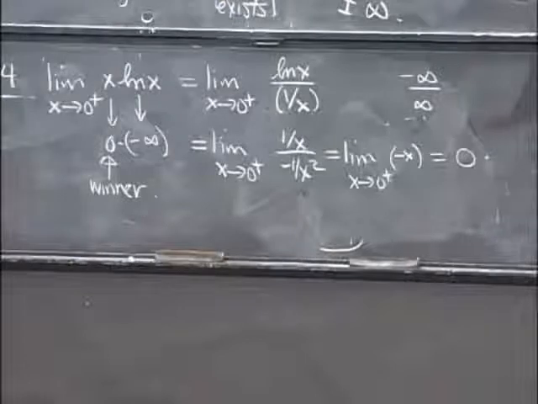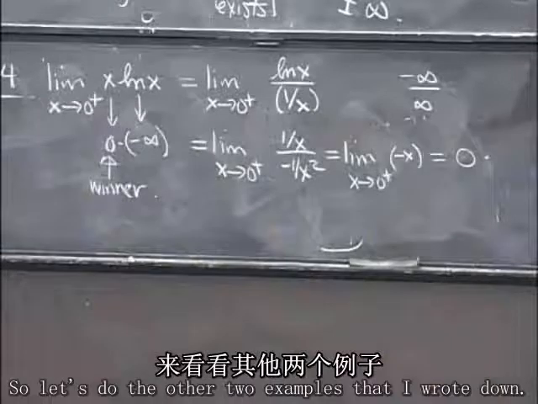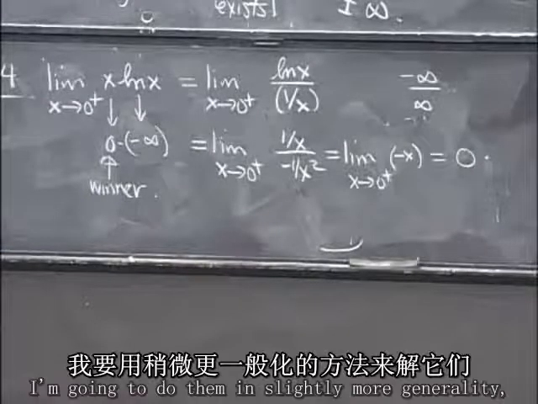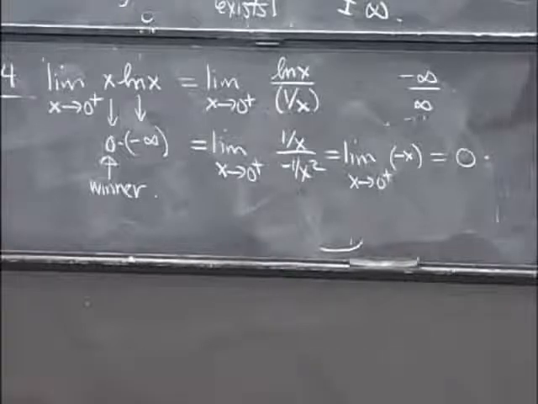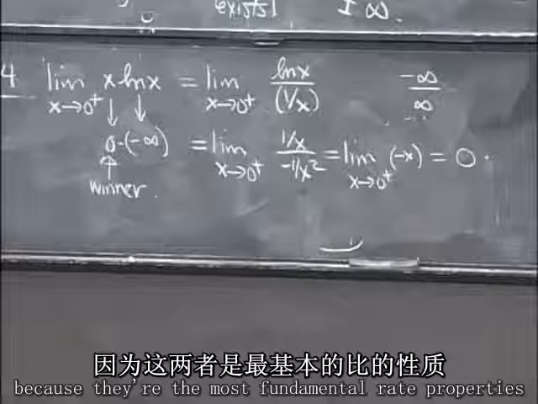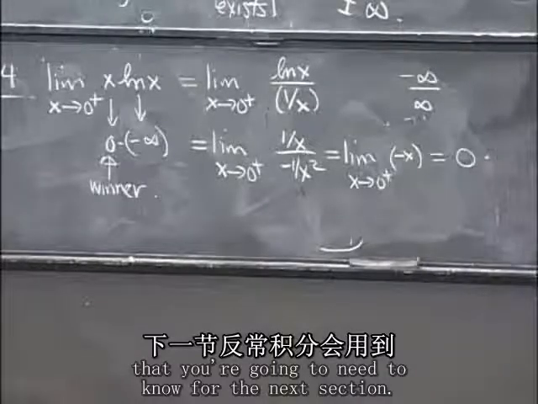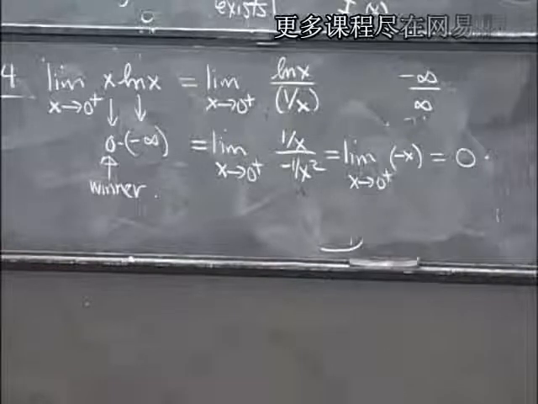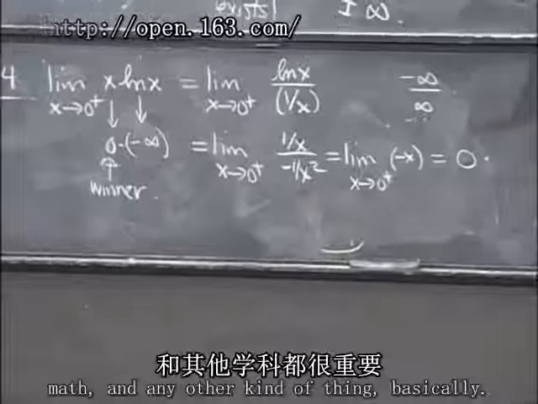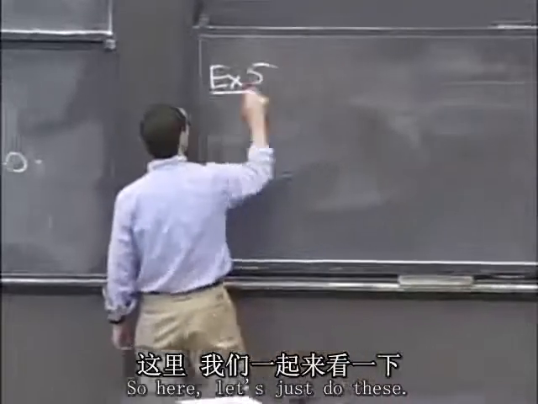All right, let's do the other two examples that I wrote down. I'm going to do them in slightly more generality because they're the most fundamental rate properties that you're going to need to know for the next section, which is improper integrals. And also, they're just very important for physical math and any other kind of thing, basically. So here, let's just do these.